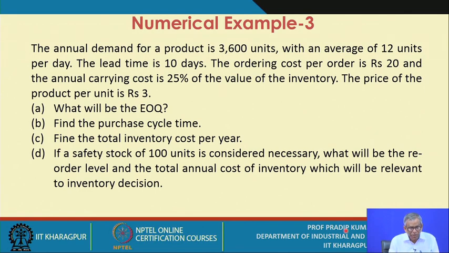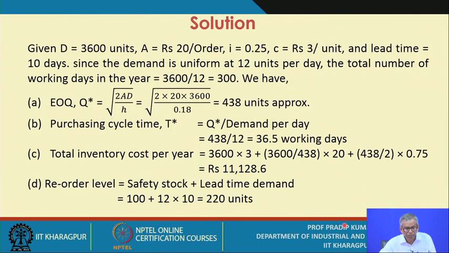So here in this case, as the problem is under certainty, that means demand is known with certainty, obviously the safety stock determination is not at all a problem. So we have all these values. So EOQ you can determine, √2AD by H, so 438 units. Purchasing cycle time, that is Q star per demand per day, is it okay? That is 438 by 12, that is 36.5 working days.